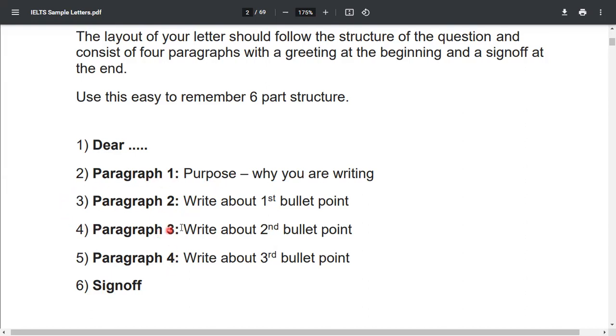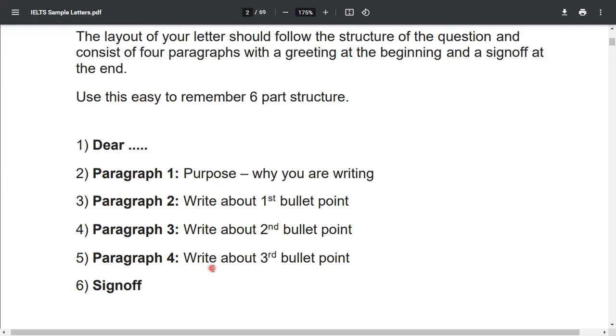Paragraph 2 is the answer to question 1, or the first bullet point. Paragraph 3 is the second bullet point, and paragraph 4 is to write about the third bullet point. And after that, we have the sign off, which is yours sincerely, yours faithfully or kind regards. If you are writing to a friend, you don't need to be formal, so you can end with best of luck, see you soon, keep in touch. I'll show you in detail very soon. So that should be your structure for all the letters, okay?